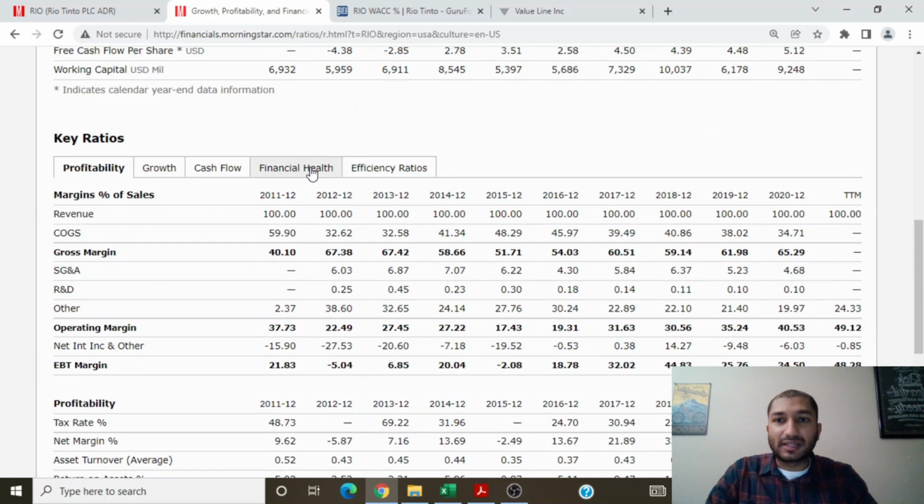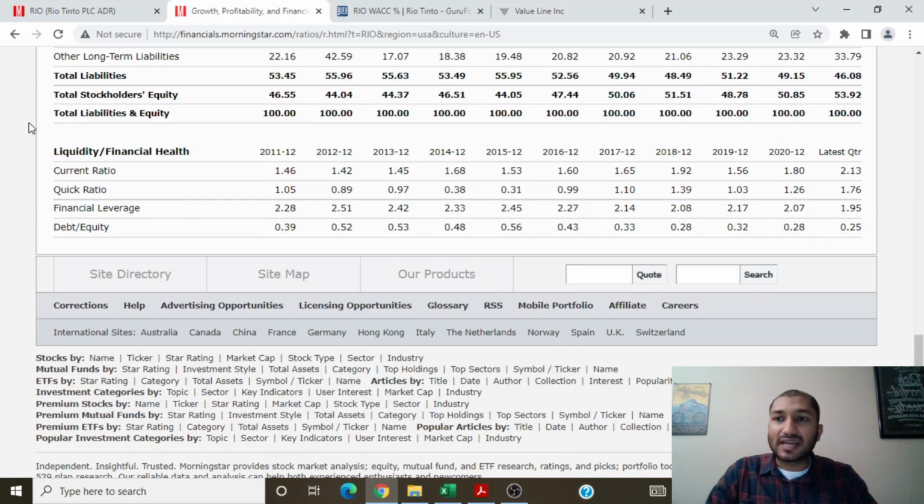Now let's look at the financial health and liquidity ratios. The first item on the list is the current ratio. The current ratio compares the company's current assets to its current liabilities. Ideally, we want the company's current ratio to be greater than 1.0, as that tells us that the company has enough assets to fulfill its liabilities over the next 12 months. It would be even better to see a current ratio that's greater than 1.5. Back in 2011, the company's current ratio was at 1.46, and for the latest quarter, it's at 2.13.